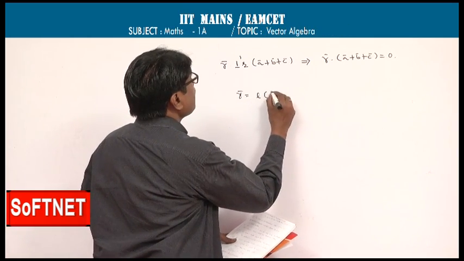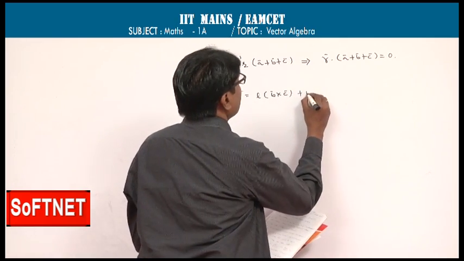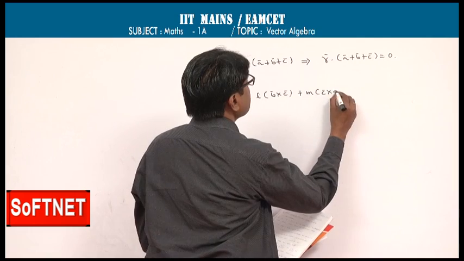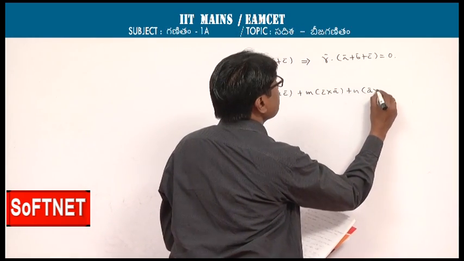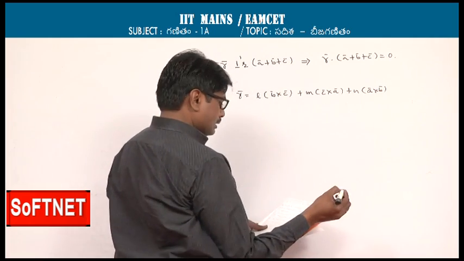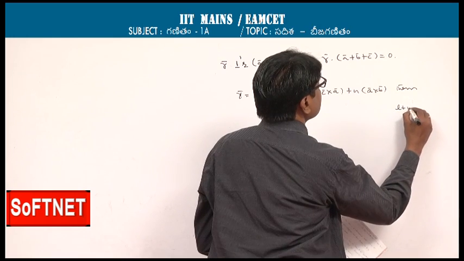L times of B bar cross C bar, M times of C bar cross A bar plus N times of A bar cross B bar. Then what is the value of L plus M plus N?